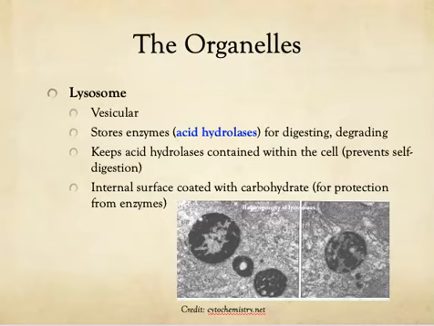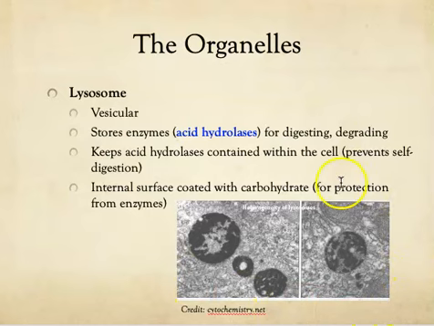Now, acid hydrolases are dangerous things, and you wouldn't want them just floating out in the cytoplasm of the cell because, as we said, they can break down almost any biological molecule. So by housing them in the lysosome, the cell is keeping them safe. The cell is preventing self-digestion, if you will. If you examine the inner surface of a lysosome, it's actually coated with a special kind of carbohydrate. And that's important because that prevents the acid hydrolases from digesting through the wall of the lysosome.